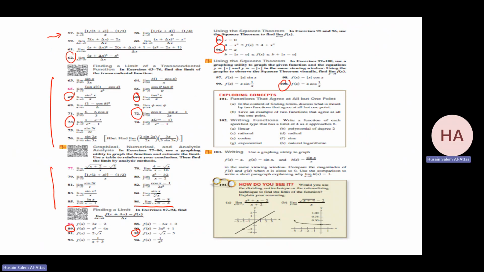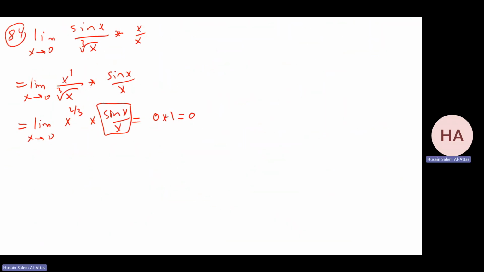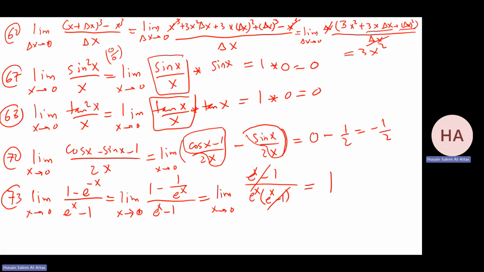85, 86, as I said, we did it before. Now we'll move to these problems. But I will do 89 and 92, and then 94 also. 89, in all of these problems, I need to find this limit. Limit delta x goes to 0 of f of x plus delta x minus f of x over delta x, which is mainly I'm finding the derivative.